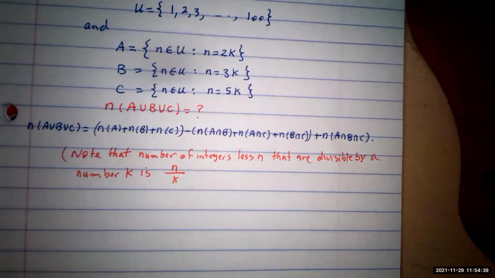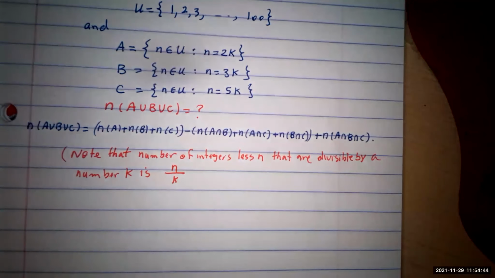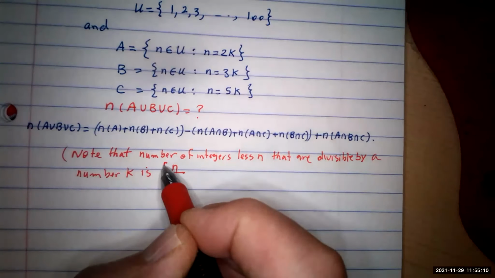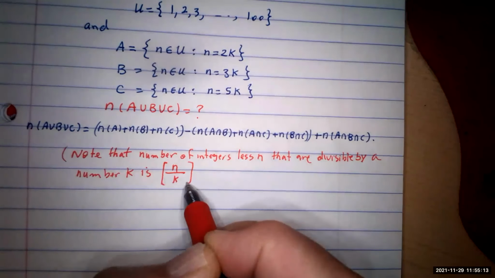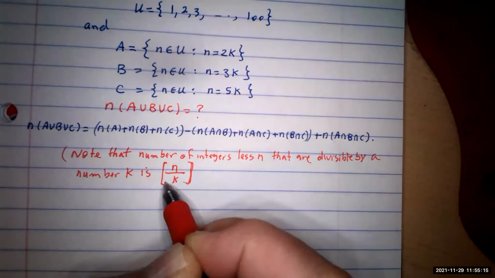If you want to know how many numbers less than 100 are divisible by 2, it's going to be 100 divided by 2, which is 50. But if you want to find how many numbers less than 100 are divisible by 3, it is 100 divided by 3. 100 is not divisible by 3, but the result must be an integer. So if it's not going to be an integer, we make it into an integer. From algebra, we use this notation. We call it the bracket, the integer function, but if you don't know it, it doesn't matter.